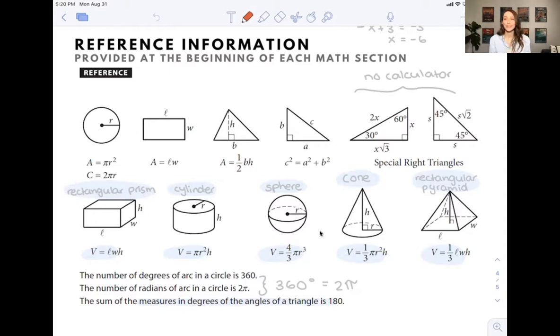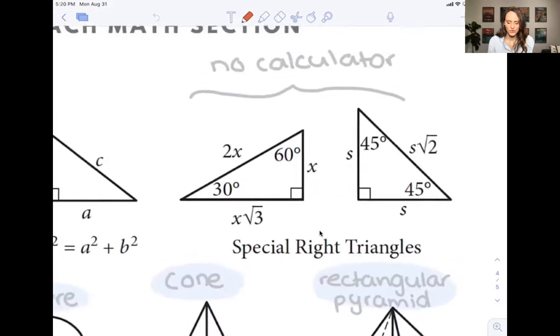So you want to be really familiar with what's provided and what's not, and I like for you to even try to memorize the stuff that they give you anyway. And then we have these special right triangles.